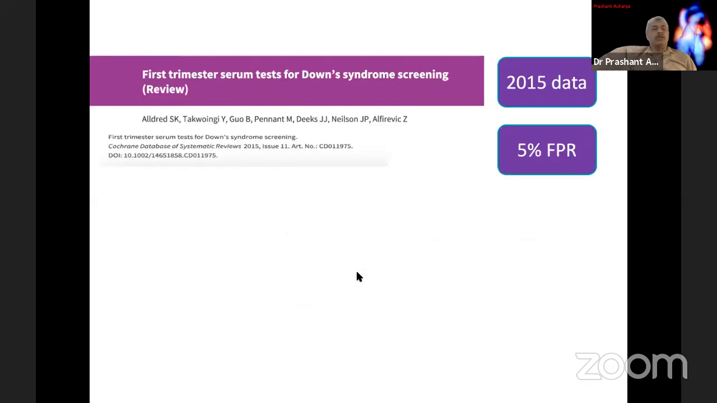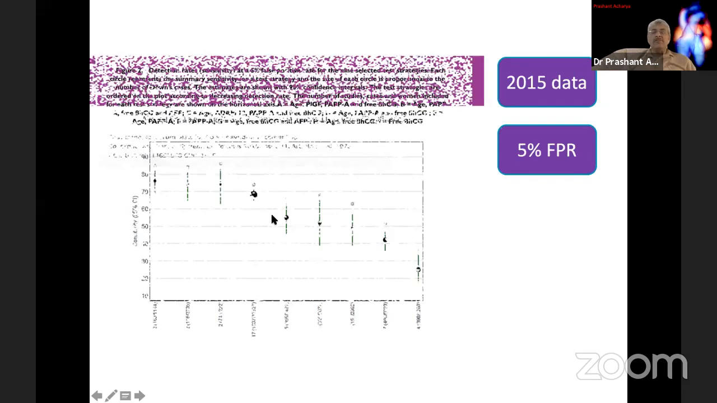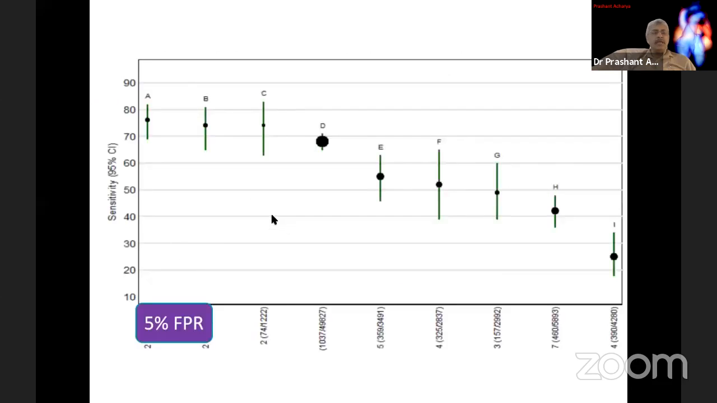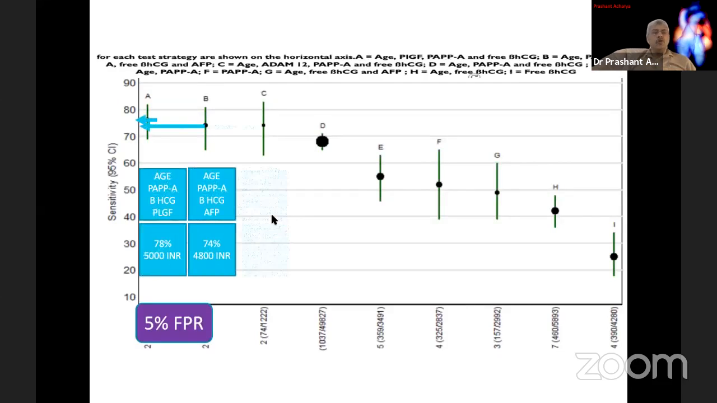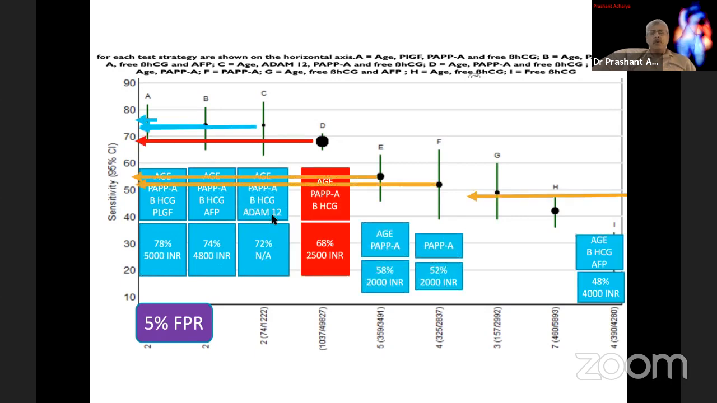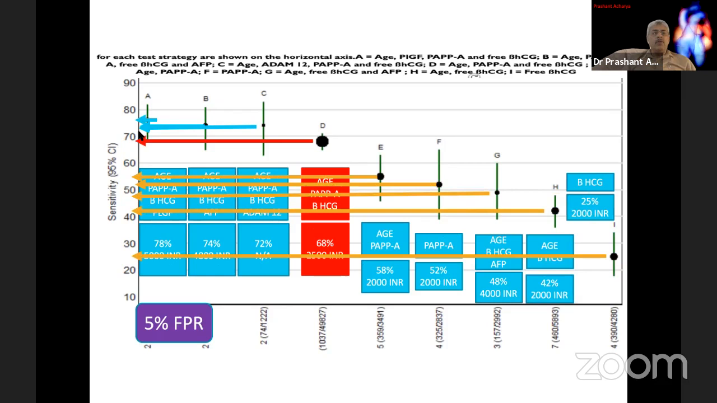These are the 2015 data from the Cochrane database of systematic reviews. All data were evaluated at a 5% false positive rate, and if you really go for all sorts of different combinations, what we could find is that the moment you have PAPP-A and free beta HCG, you will have 68% only detection if you go for only biochemical markers. So this is again not good. They are not my data. This is the Cochrane review. And here for each test strategy, which are shown on the horizontal axis.